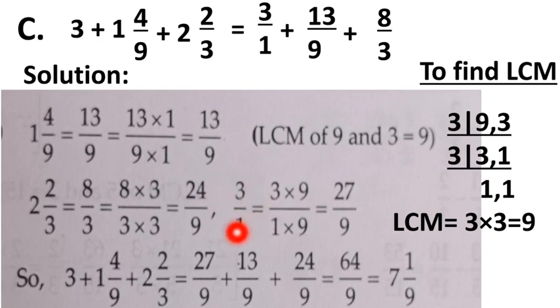The next, the 3, that whole number, write 3 by 1. That 1 we want to convert into 9. What do you multiply by 1 to get 9? 9. So 3 into 9 divided by 1 into 9. What you multiply by in the denominator, the same thing you use in the numerator also. So 3 9s are 27 by 1 9 is 9. So 27 by 9. And take and write down the question, substitute the values, and finally you get the answer 7 1 by 9.